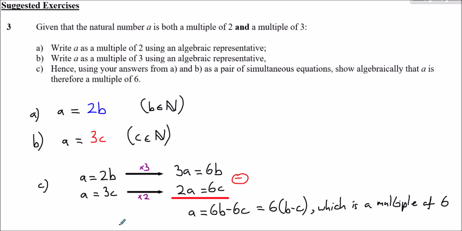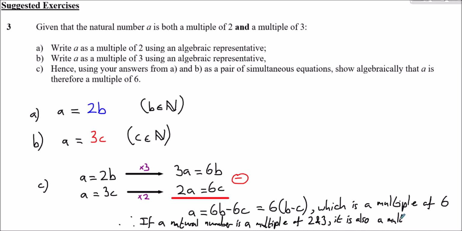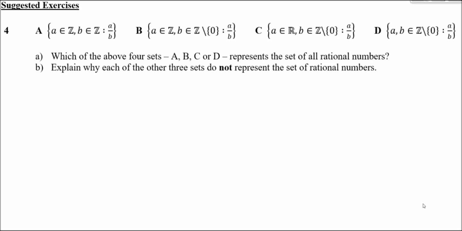So therefore what we've proven here is that a is a multiple of 6, but a is just a multiple of 2 and a multiple of 3. So therefore, if a natural number is a multiple of 2 and 3, it is also going to be a multiple of 6. And we've proven it.